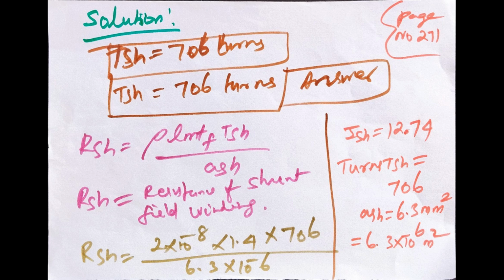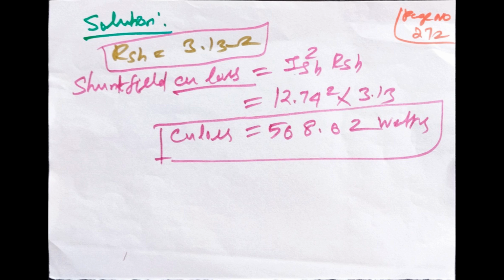The RSH formula is rho LMTF TSH divided by ASH. ISH is equal to 12.74 ampere. TSH is equal to 706. ASH is equal to 6.3 millimeter square, that is 6.3 into 10 power minus 6 meter square. RSH is equal to rho LMTF TSH divided by ASH, where RSH is the resistance of the shunt field winding. Putting the required values in the formula, we obtain the RSH value. RSH is equal to 3.13 ohm.